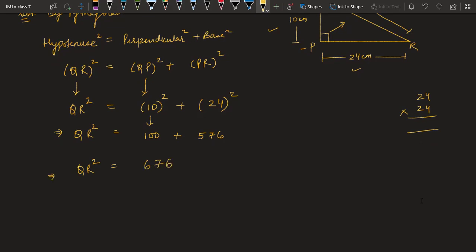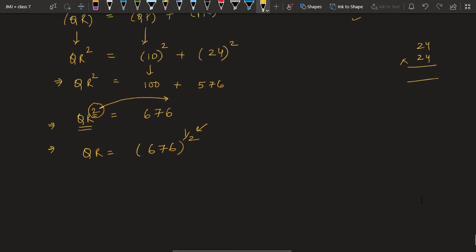We want value of QR, but we have got QR square. So to find QR, we will take this power 2 to the right hand side and it will go there in fraction. It becomes power 1 upon 2. Again I am telling, I am transposing the power 2 to the right hand side. Here it was 2. On the right hand side the power became 1 upon 2. And we all know power 1 by 2 means it is a square root. So I can write like this, square root of 676.